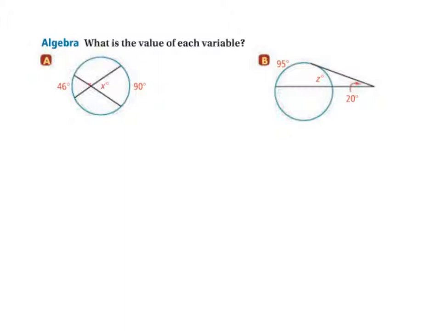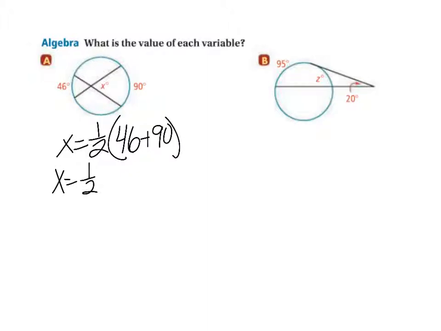Here we have them intersecting on the inside. So on the inside means I have to add the arcs. And the angle equals, so in this case, x equals 1/2 the sum of the arcs. So 46 plus 90. All right, and you can have your calculator handy. That's going to end up half of 136, which ends up equaling 68. Now that is an angle measurement, so I'll put a little degrees.